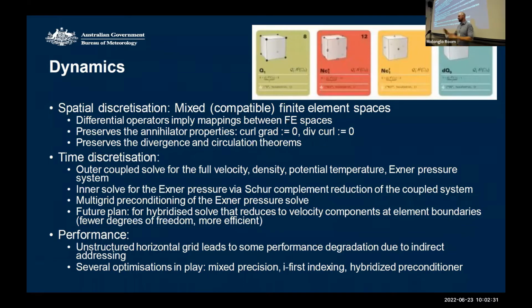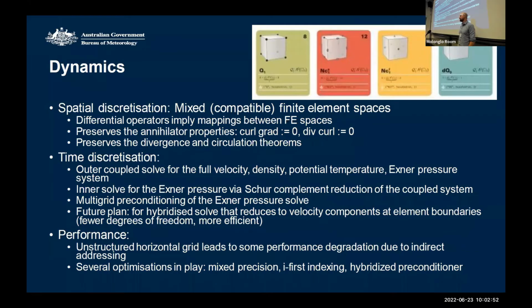One of the challenges with ALFRic is that the horizontal grid is unstructured, as opposed to the latitude-longitude grid, which has a very nice logical structure. What this means is that when you extract entries of an array, you have to use some sort of indirect addressing map to actually get entries out of an array. This leads to a degradation of performance.